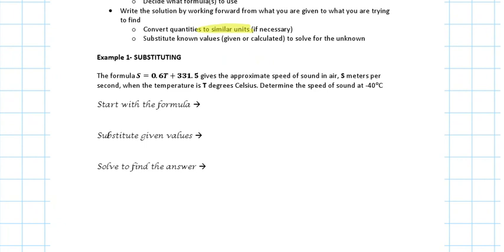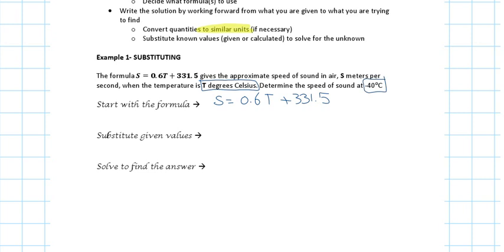So you're going to start with the formula, so you're going to write the formula down. You're going to write this down, right? Then you're going to substitute your given information. What is given to us? Temperature, which is negative 40 degrees. Is that a unit that it should be in? Temperature should be in what unit? In degrees Celsius. What's given to me? Degrees Celsius, so it is, right?